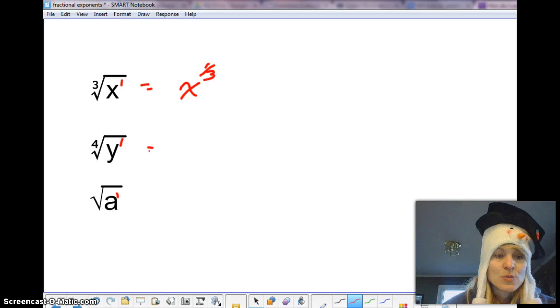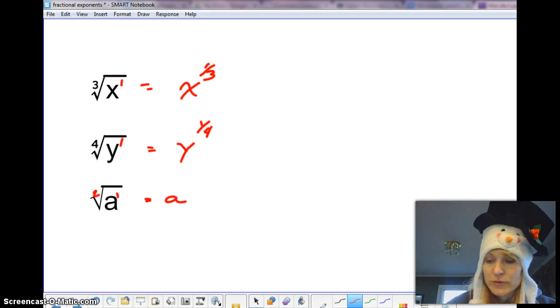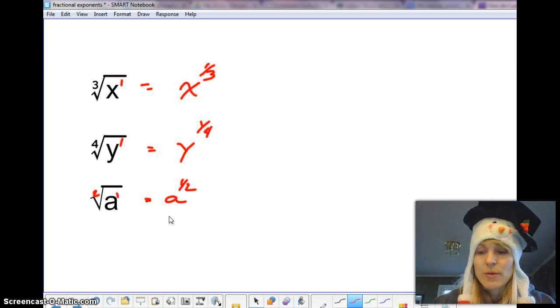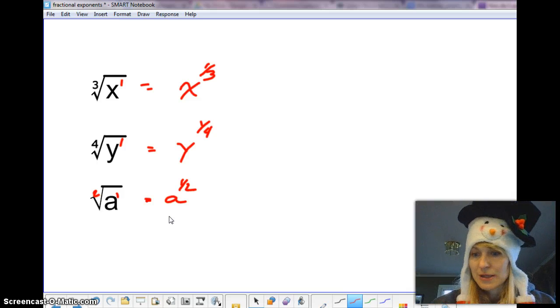Okay? For this one, I have y to the 1 power to the 4th root, so that's going to be y to the 1/4. Okay? And so this is a, and we know this is to the root of 2, even though it's not written there. So it's going to be a to the 1/2. Okay? So try these little problems next, and we'll go over it in class tomorrow.